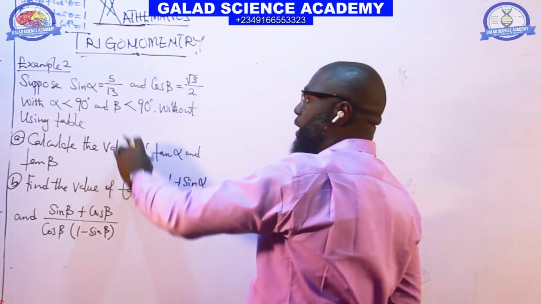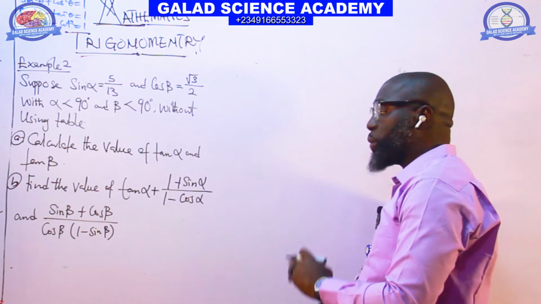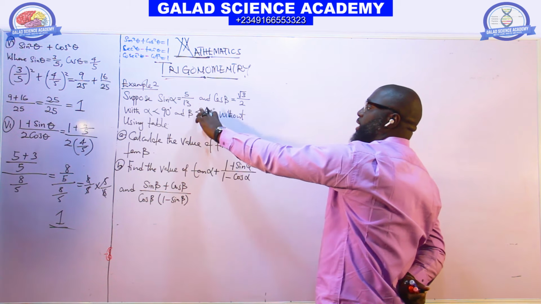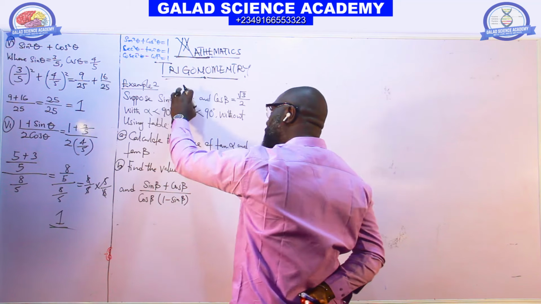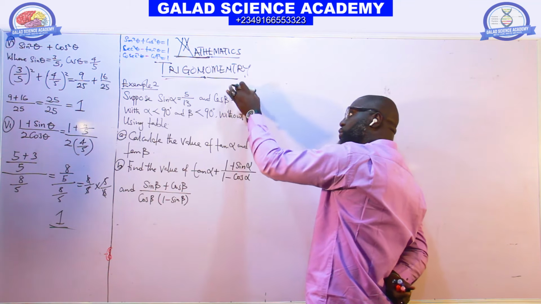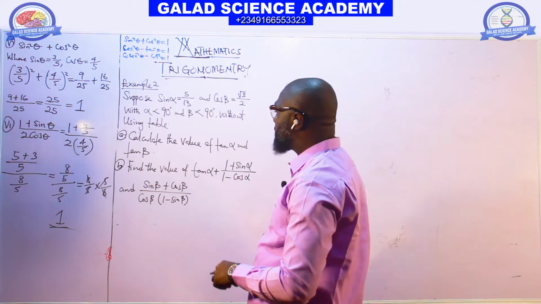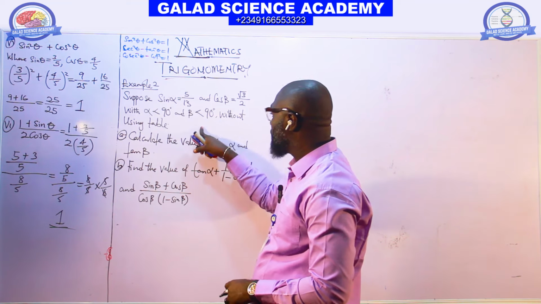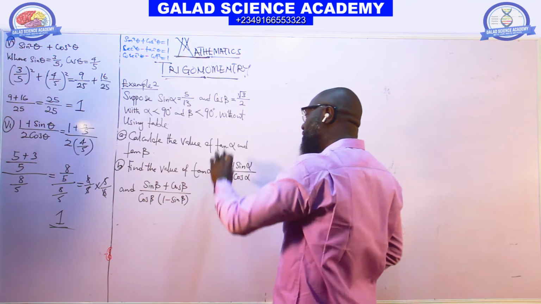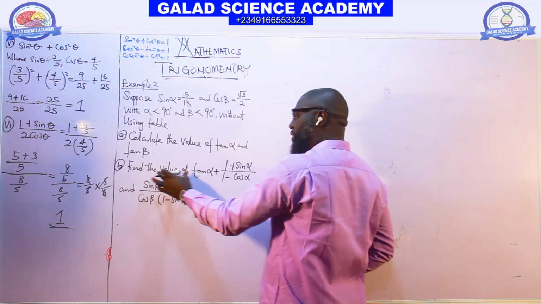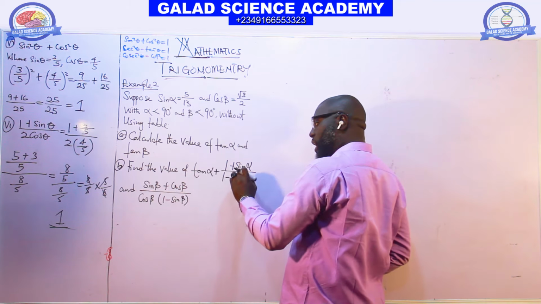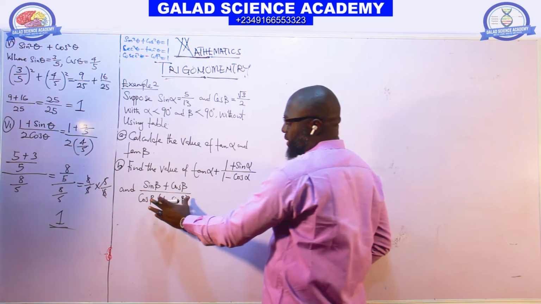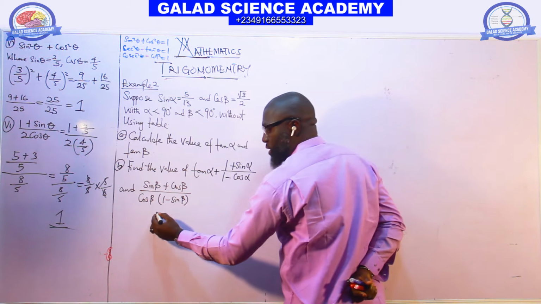So let us solve this example 2. We are given, suppose sine alpha is 5 over 13 and cos beta is root 3 over 2, with alpha less than 90 degrees and beta less than 90 degrees. Without using tables, calculate the value of tan alpha and tan beta. Then find the value of tan alpha plus 1 over 1 plus sine alpha over 1 minus cos alpha. So let us solve it.